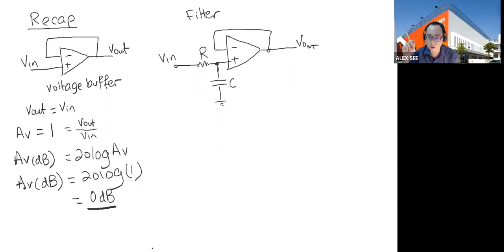So this is called an active low pass filter. Maybe I write down active LPF, low pass filter. The reason why it's active is because it uses the op-amp, operational amplifier. So we know the formula for determining the cutoff frequency. I hope you all recall this. All these things that I'm putting up are very important.